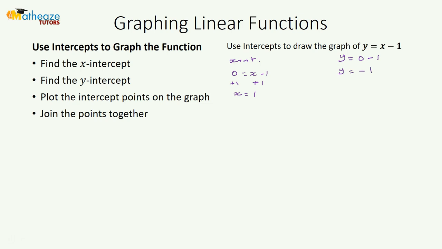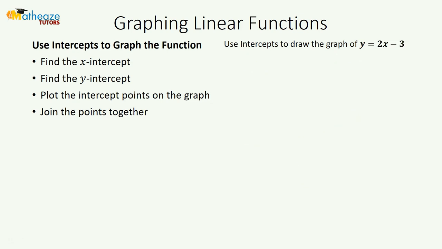So now the next step we're going to take is to plot the points on a graph. So we have a graph here. Here we're saying the x-intercept is when x equals 1. So we can assume that this is it right here. And the y-intercept is when y equals negative 1. So all we're going to do now is try to join these points together. So when you join this point to the line, this is what you get. This is the graph of y equals x minus 1. You can extend the line as long as you need to.